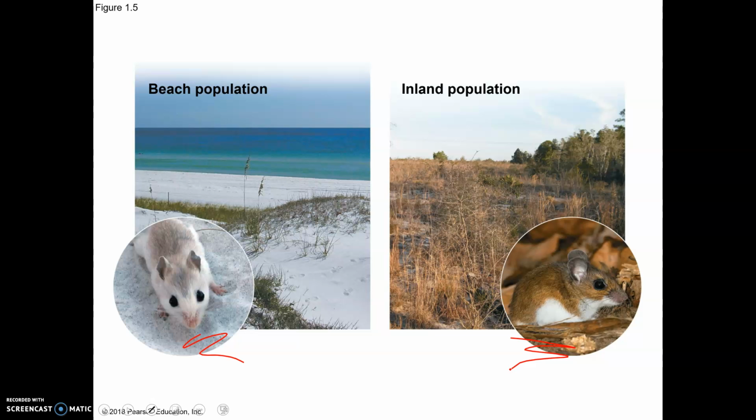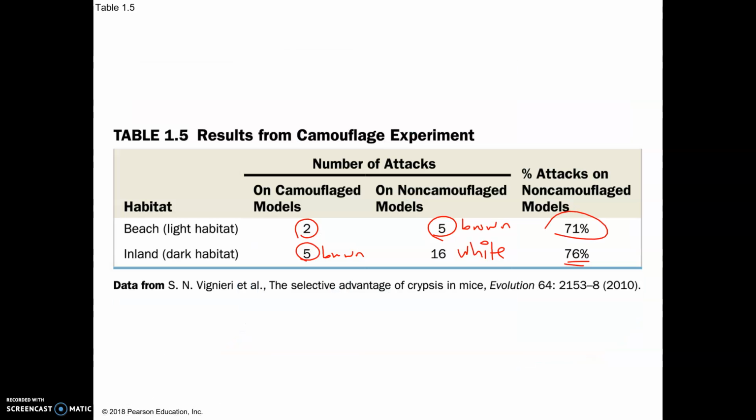And so they actually did an experiment where they put fake models of white mice and brown mice in this area. So imagine they have little fake mice. It's a terrible mouse. And they have white ones and brown ones. And then they did the same thing here. They put some white ones and brown ones. And they looked to see how often the model mice, the fake mice, got attacked. All right, and this is their results.